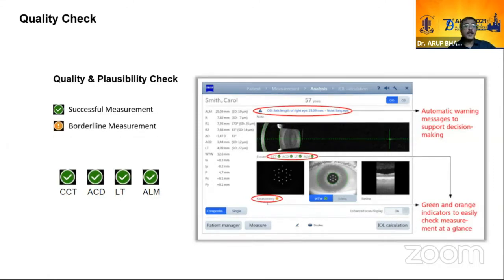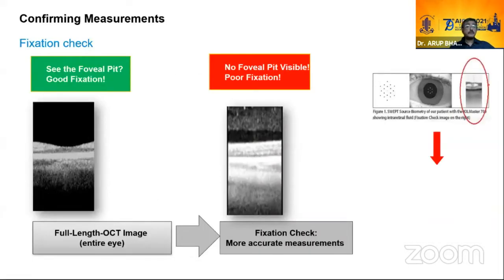And if you get a borderline problem, you get a yellow signal, and if it is a measurement failure, it will give you a red signal. So it is an automatic warning message and supports the decision making. And the green and orange indicators let you easily check the measurement at a glance.